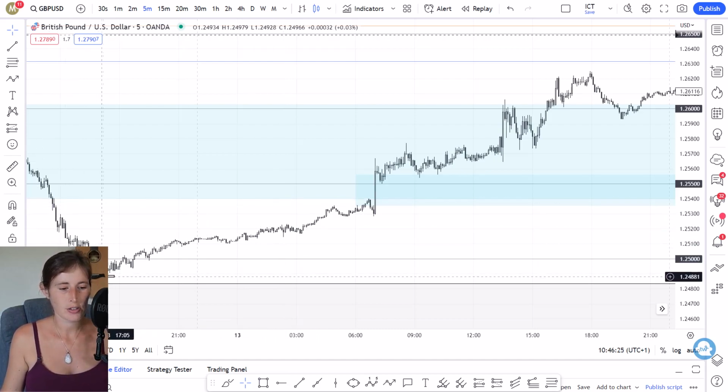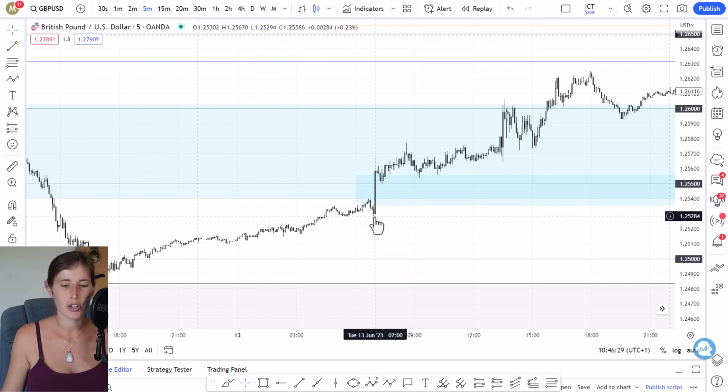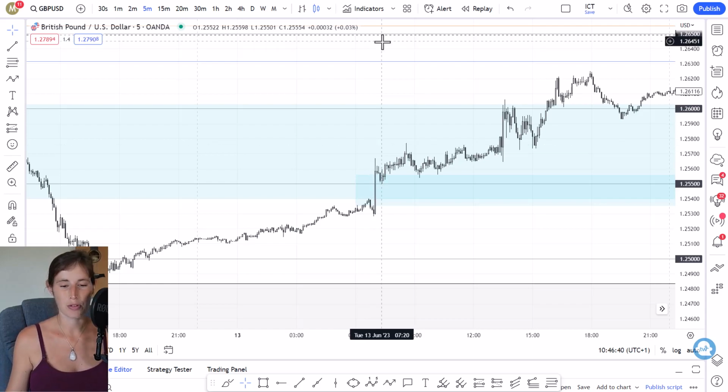But once price had come down to this fib level and we started to get a push up, at 7 o'clock in the morning on Tuesday, we had positive news for the pound, which gave strength to the pound and weakness to the dollar. And we saw this push up here. That gave the volume that we needed to kickstart that bullish movement upwards.